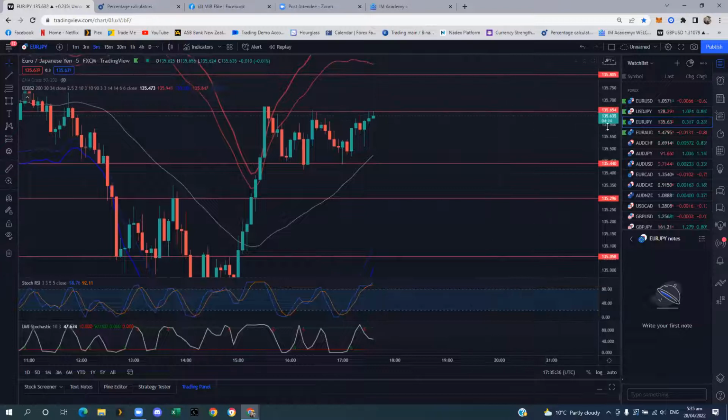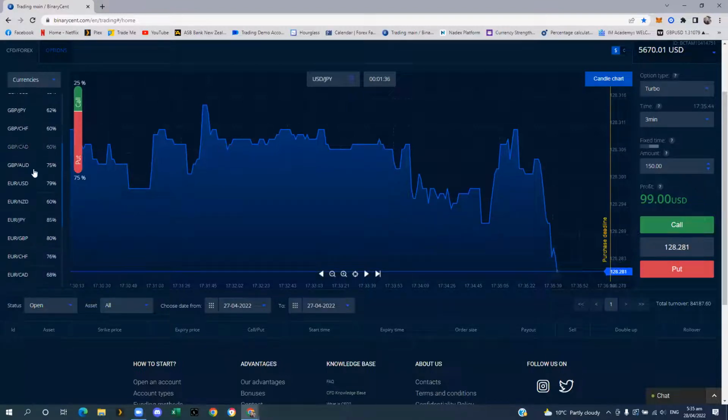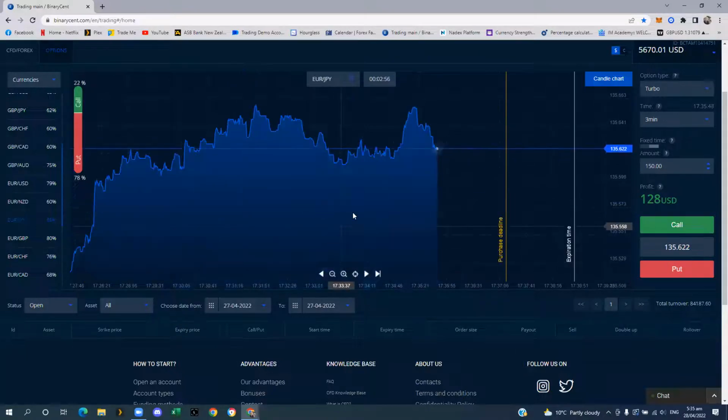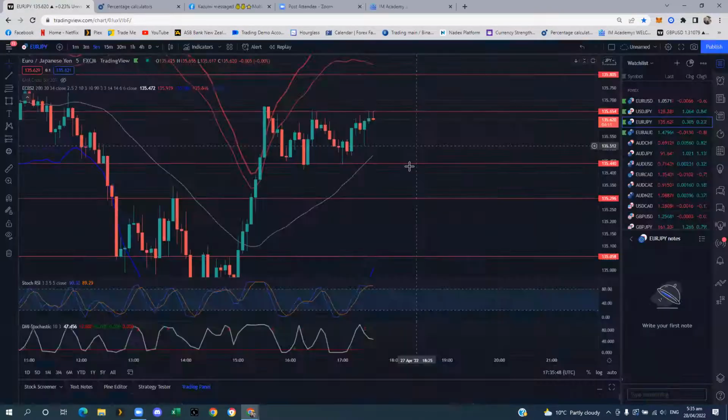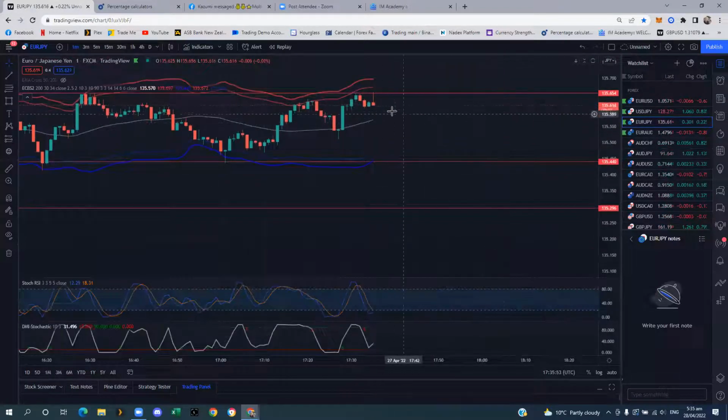We're at the end of our 5 minute candle. There's 24 seconds to go. So Euro JPY, if I can get there quick enough. All right, great, 85% payout. That's what we like to see as well. Okay, that would have been the perfect entry, but let's take a look on the 1 minute and see.